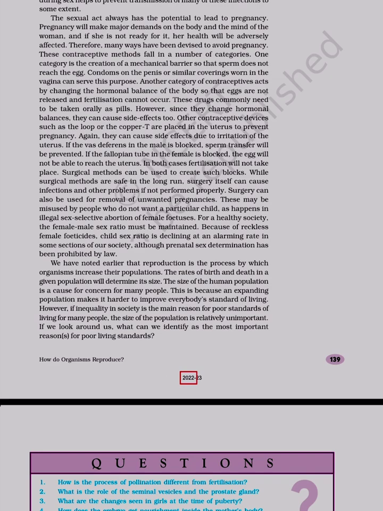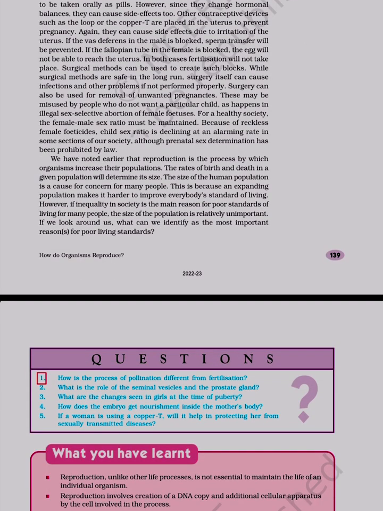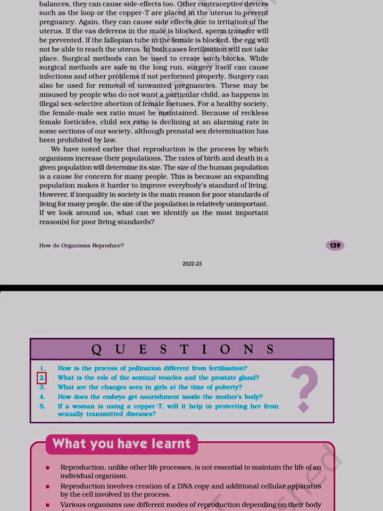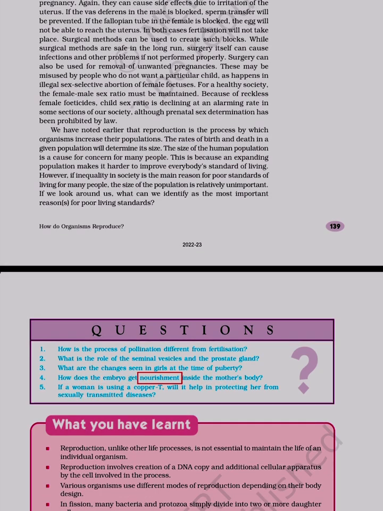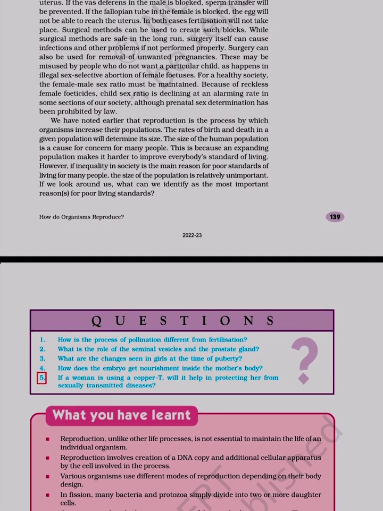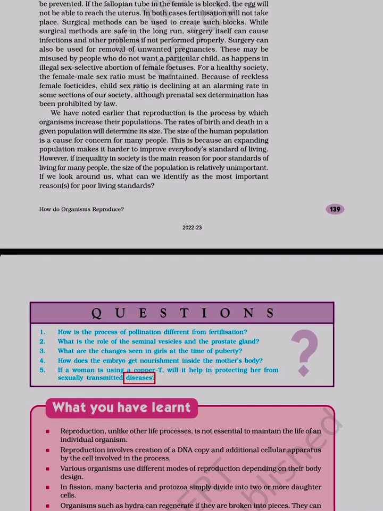Questions. 1. How is the process of pollination different from fertilization? 2. What is the role of the seminal vesicles and the prostate gland? 3. What are the changes seen in girls at the time of puberty? 4. How does the embryo get nourishment inside the mother's body? 5. If a woman is using a copper T, will it help in protecting her from sexually transmitted diseases?